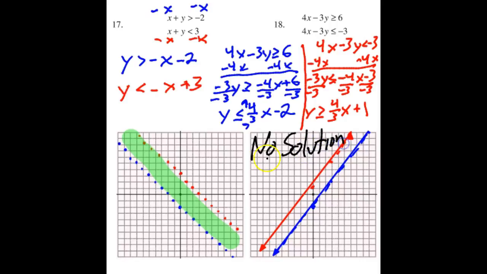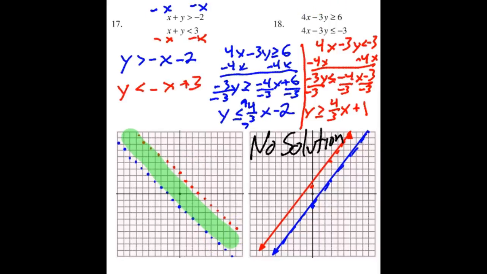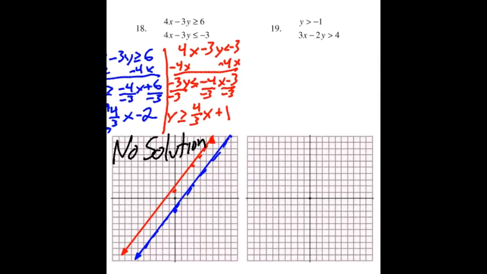So keep in mind that with inequalities, parallel lines does not necessarily mean no solution. It depends whether the shading overlaps. It could be either way. Okay, one more.